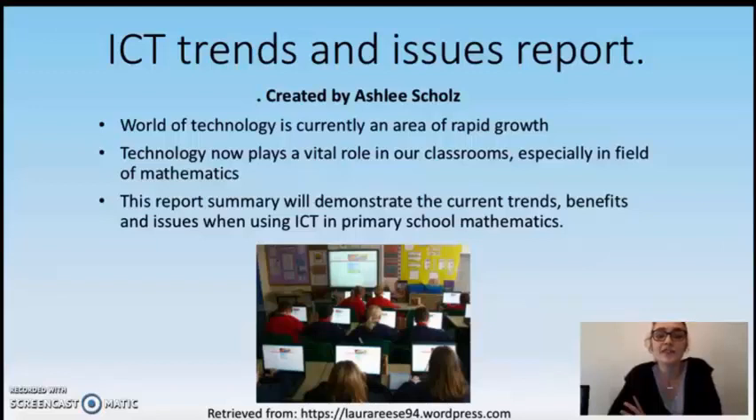The world of technology is currently an area of rapid growth. Technology now plays a vital role in our classrooms, especially in the field of mathematics. In this report summary, I will demonstrate the current trends, benefits and issues when using ICT in primary school mathematics.